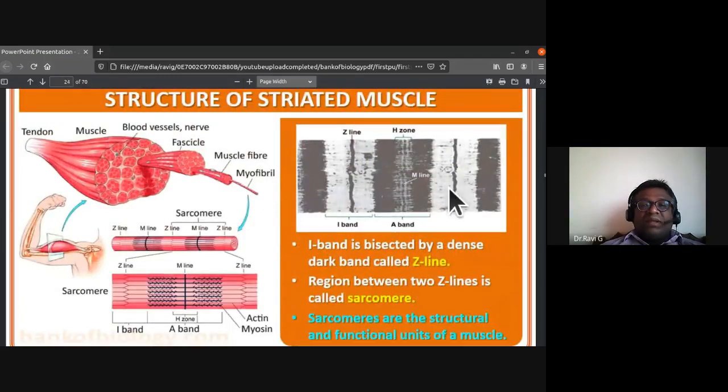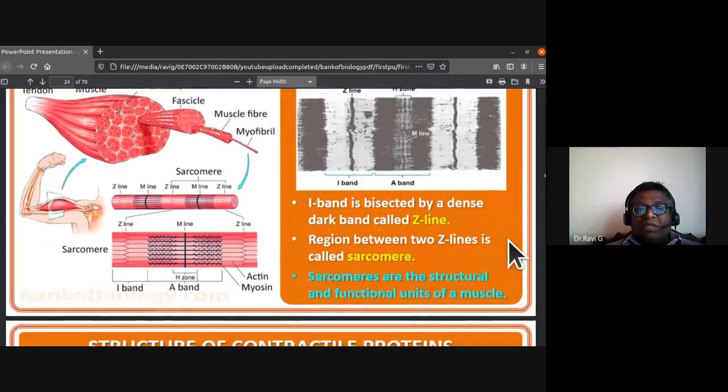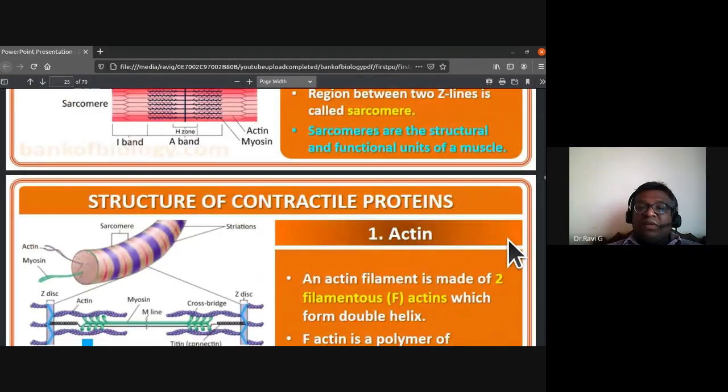So you can notice here the different things I have discussed with this diagram. Here the Z line is there, then the H zone, which has a middle line we call the M line. The M line is made up of only myosin. The H band, or H zone, is made up of only myosin. The I band is bisected by a dense dark band called the Z line. The region between two Z lines we call a sarcomere. Sarcomeres are the structural and functional units of a muscle.